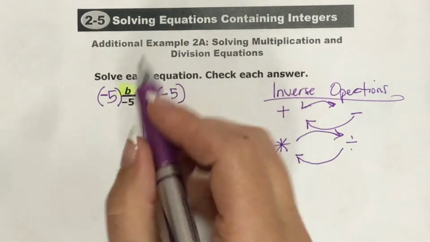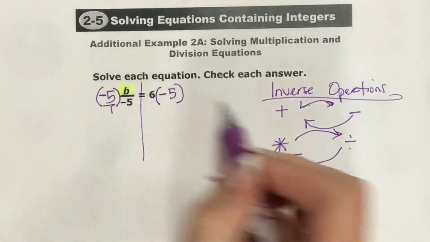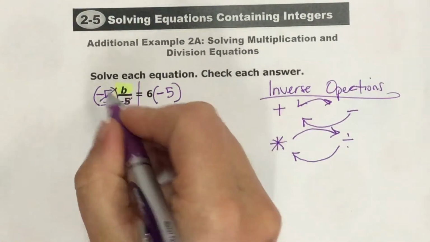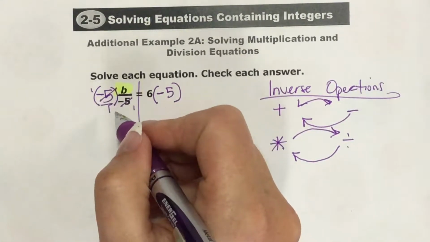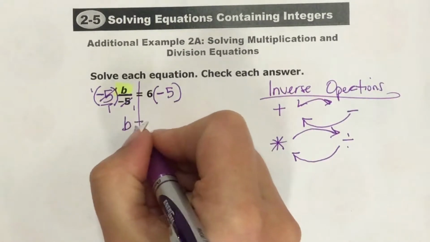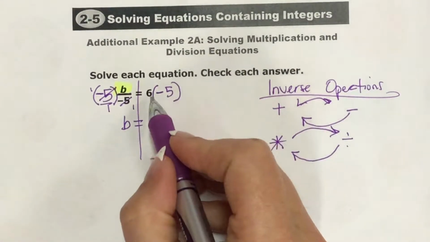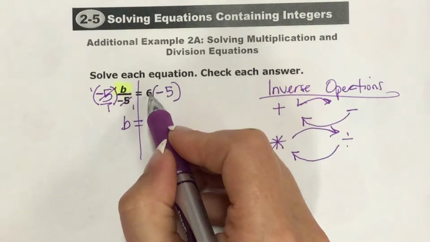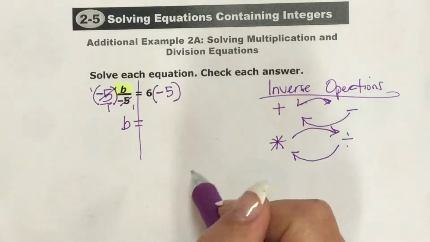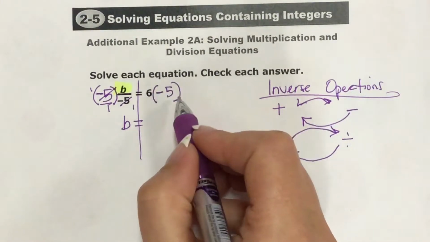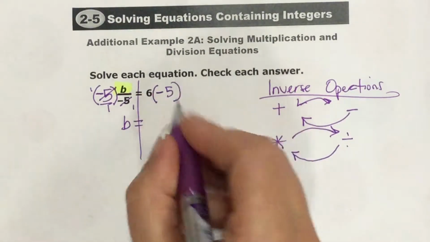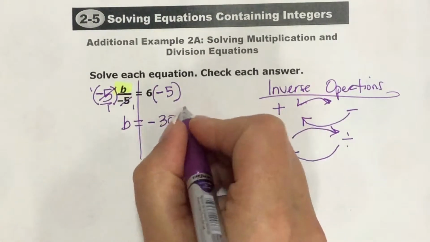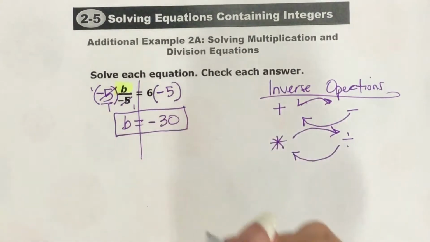So we have -5 over 1, and when we multiply, these -5s cancel out with each other, and what it becomes is 1 times b, which is equal to b, and we have b by itself. And then we're just multiplying 6 times -5. Whenever you have a parenthesis and there's a 6 outside of the parenthesis, that means multiplication. So remember the multiplication rules. A positive multiplied by a negative is a negative, and 6 times 5 is 30. So the answer would be -30. That is what b equals.